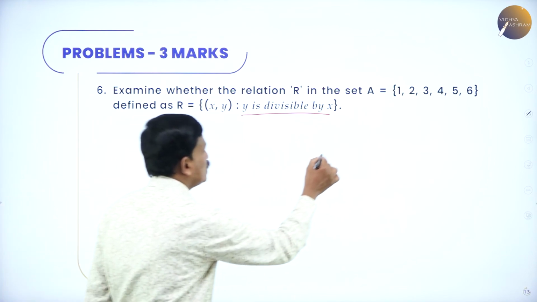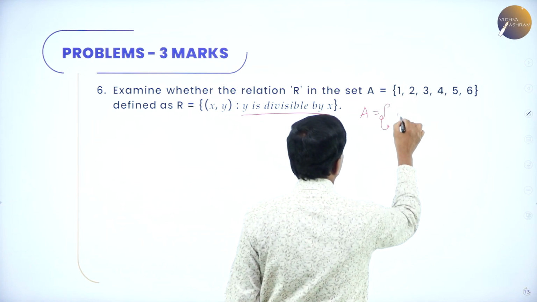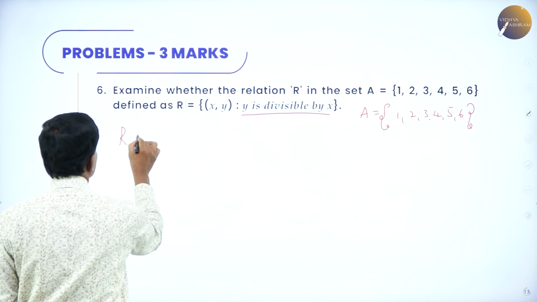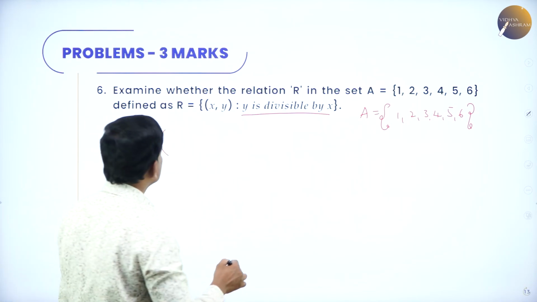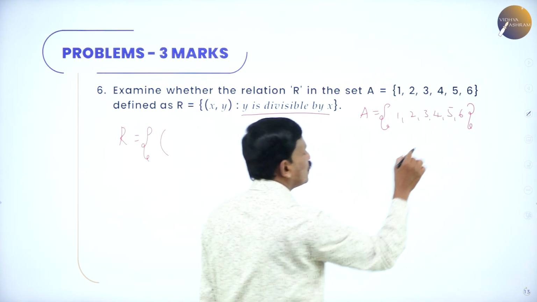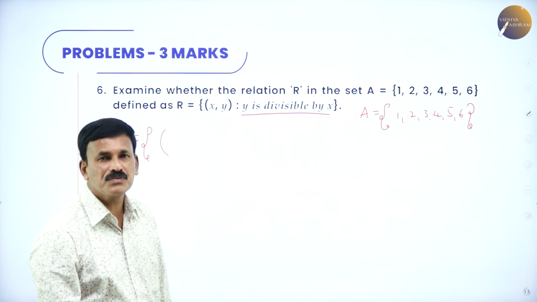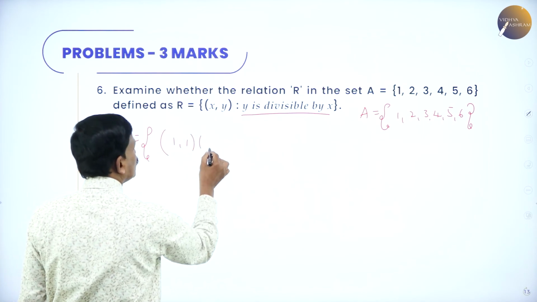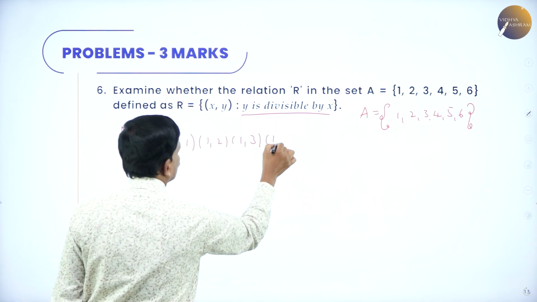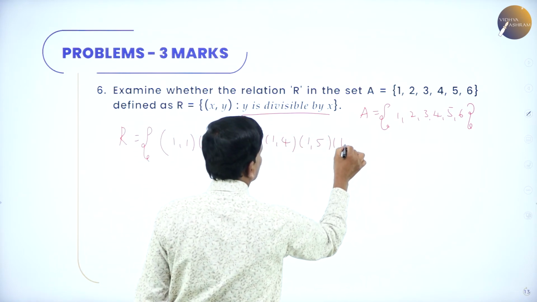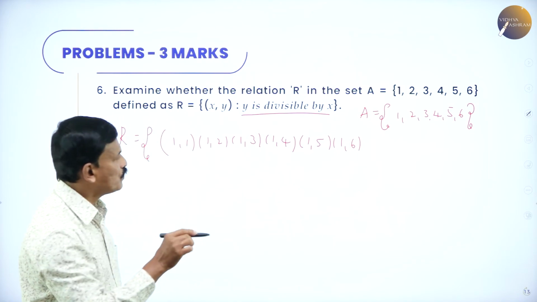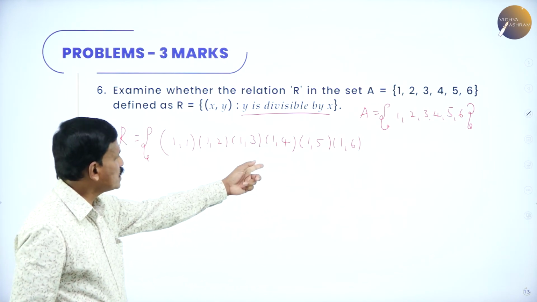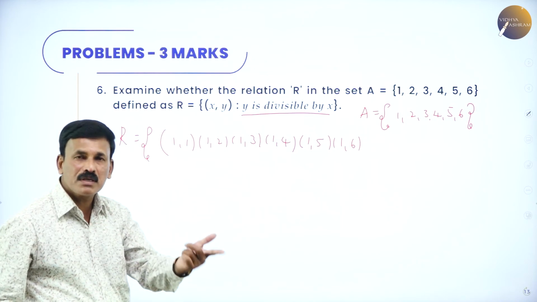Now write down here what is A. A is equal to {1, 2, 3, 4, 5, 6}. Now write R; it is a set of all elements in A times B, where B is also {1, 2, 3, 4, 5, 6}. The condition is y is divisible by x. So 1 will divide 1: (1, 1), (1, 2), (1, 3), (1, 4), (1, 5) and (1, 6). 1 will divide 2, 3, 4, 5 and 6. That means y is divisible by x: 3 is divisible by 1, 4 is divisible by 1, 5 is divisible by 1, the second term is divisible by the first term.